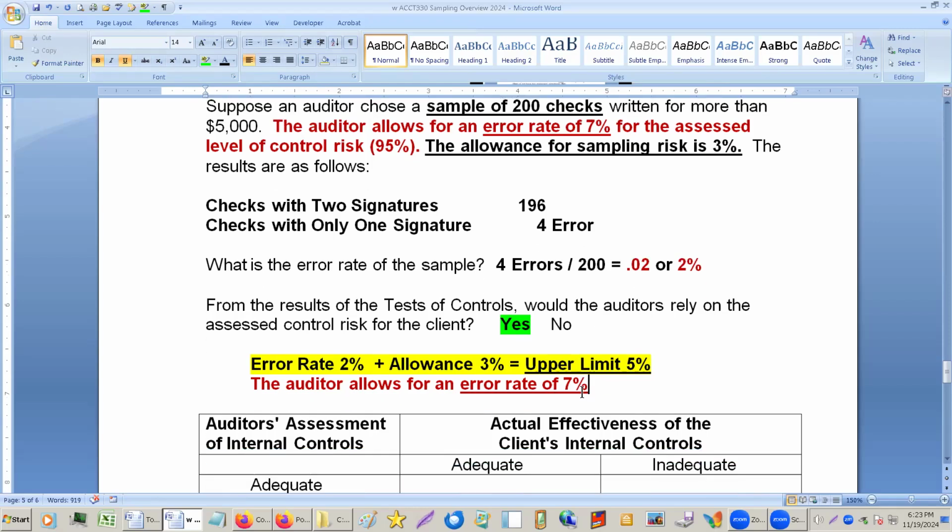what we'll allow for. I hate that we use the word allows and allowance too closely. This is a statistics term, and maybe a better way would be tolerable. The auditor has a tolerable error rate. I'll change that. I think I pulled this right off of a CPA question.